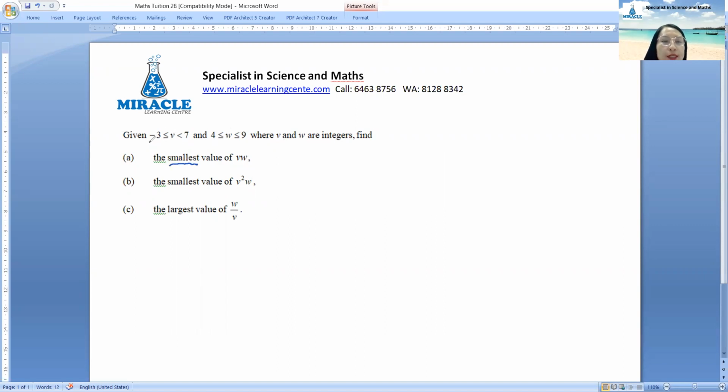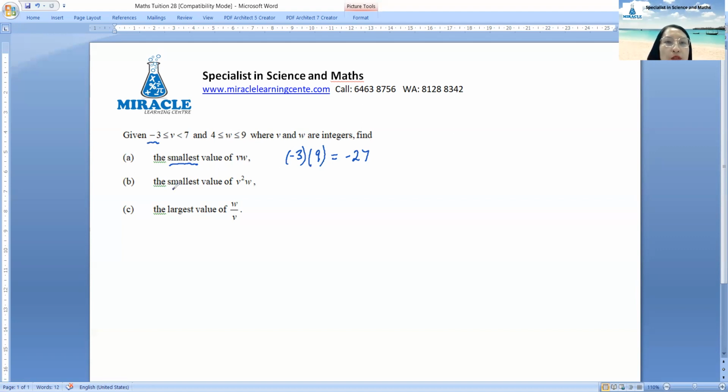So we see that there's a negative over here. To get the smallest value, a negative value is definitely smaller than a positive value. So we take the largest negative value of V, which is -3. Okay, so we want an overall negative value, and we take the largest value of W, which is 9. So when we multiply it together, we actually get a large negative value. A large negative value is the smallest value of VW.